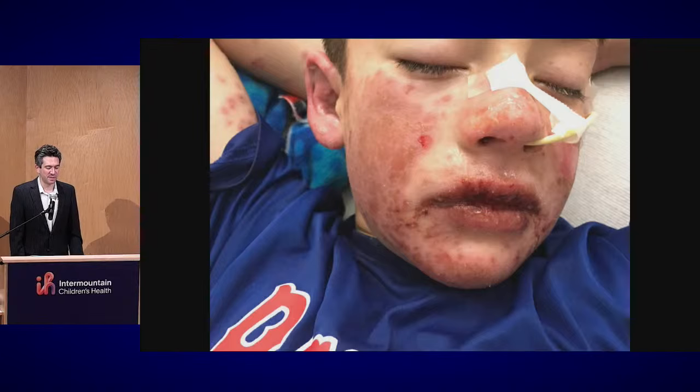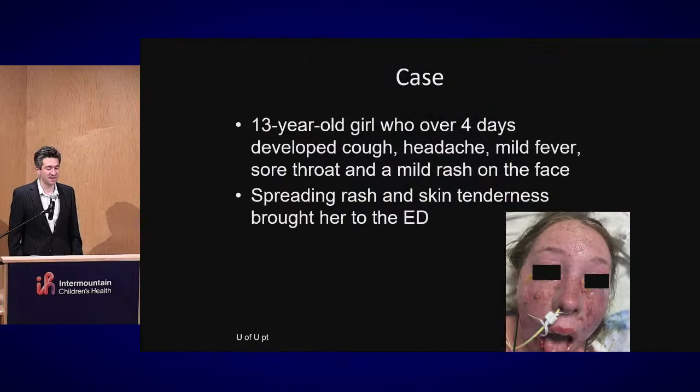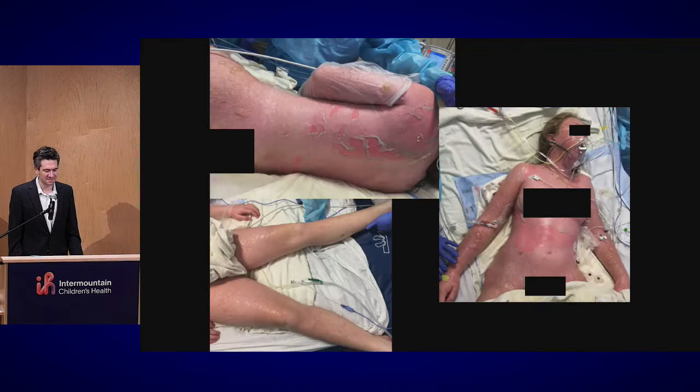We'll talk a little bit more about SJS in a second, but we're going to talk about another case. This is a 13-year-old girl who, over 4 days, developed cough, headache, mild fever, sore throat, mild rash on the face, and then spreading rash and skin tenderness brought her to the ED. This is another one of my patients. I was consulted on this patient after starting here as an attending like a week earlier.